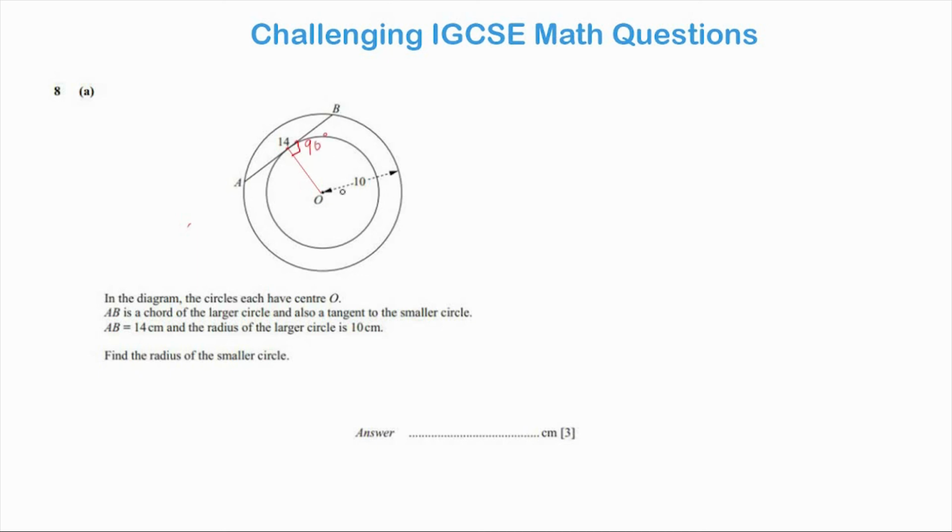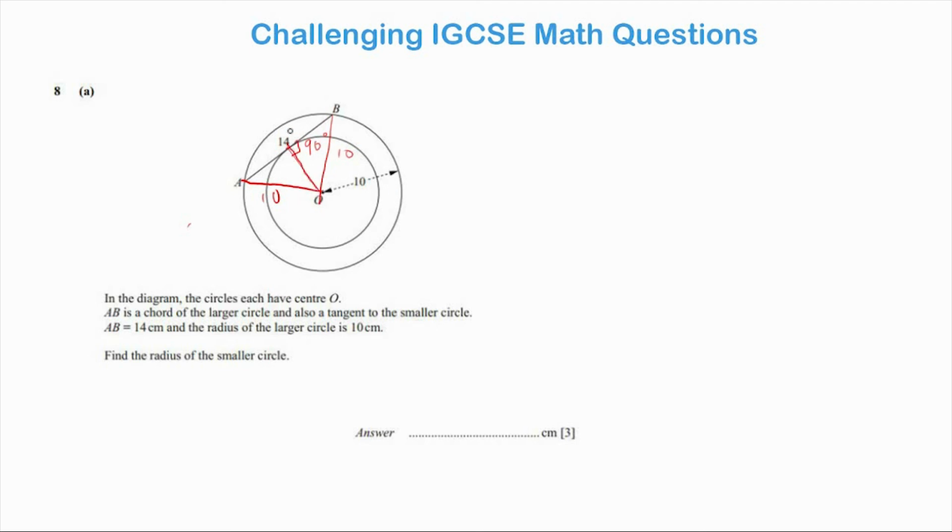And if this is of course 10 centimeters, we can also draw it here since it is a radius. So this is 10 and this is 10, and now we created a triangle. This is 10 and this angle is 90 degrees. We need the radius of the smaller circle, so we need this line right here.